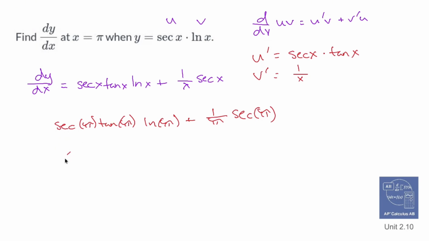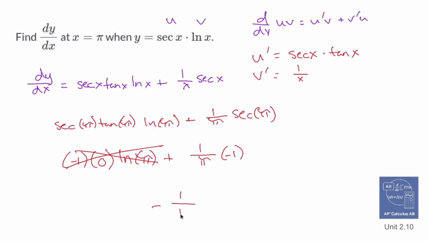All right, so hopefully we remember this stuff. Secant of pi is -1. And of course that comes from the fact that you have 1 over cosine pi. So secant pi is -1. Tangent pi is nothing. So I don't really care what ln of pi is because it's just going to disappear anyway. Plus 1 over pi, secant pi, again, is -1. So you completely cancel out, and 1 over pi times -1 is -1 over pi. So that's going to be my guy right there.